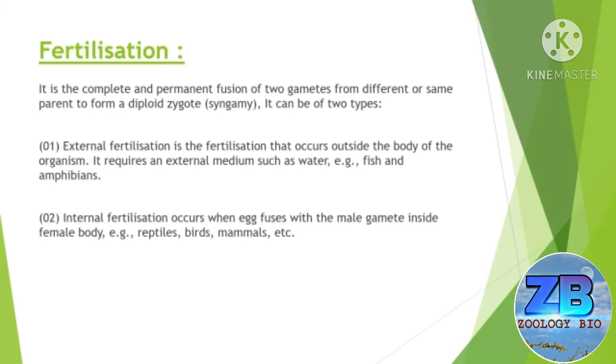And now fertilization. It is the complete and permanent fusion of two gametes from different or the same parent to form a diploid zygote, that is syngamy. It can be of two types. The first one is external fertilization, the fertilization that occurs outside the body of the organism. It requires an external medium such as water, for example fish and amphibians. The second one is internal fertilization, which occurs when the egg fuses with the male gamete inside the female body, for example reptiles, birds, mammals, etc.